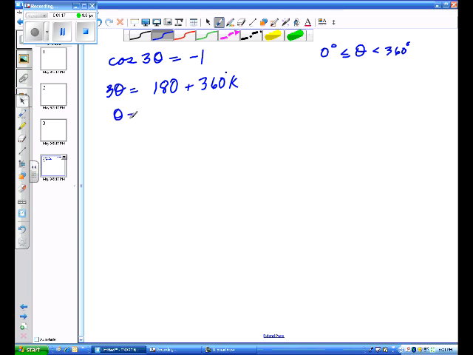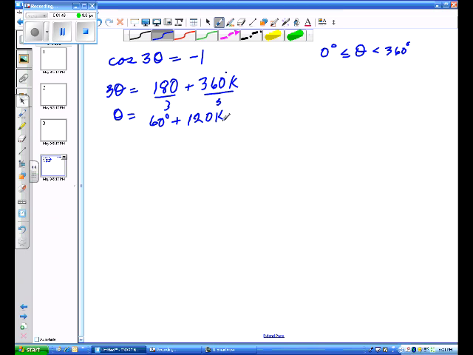So theta, we'll divide everything by 3, would be 60 plus 120k, where k is 0, 1, 2, 3. So we've got us an expression now that will give us all of our answers. If we wanted all of our angles, this would be our answer. But now we want just those between 0 and 360.